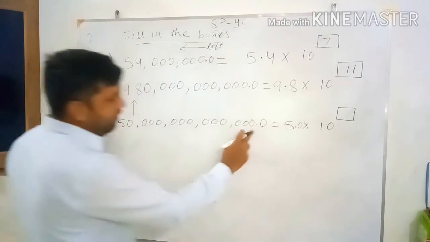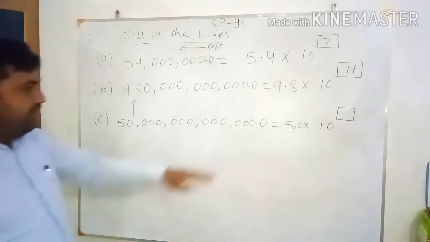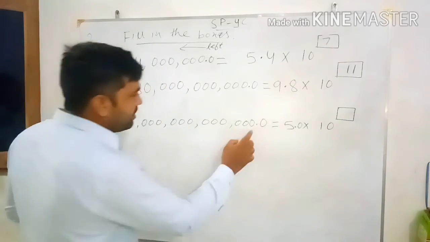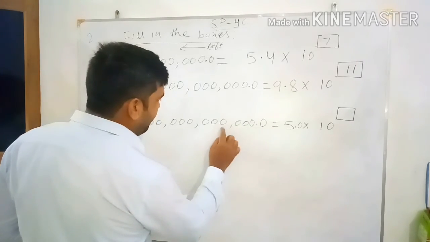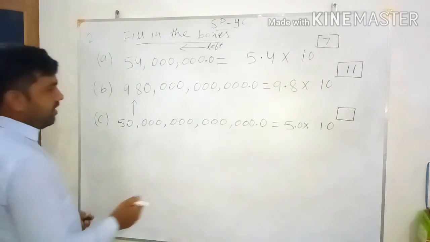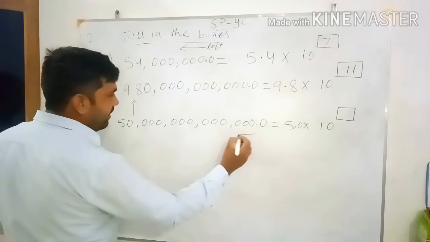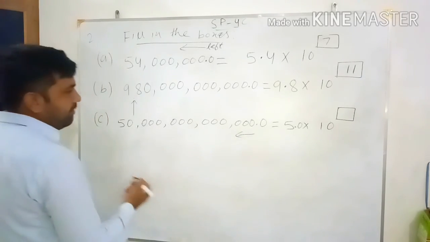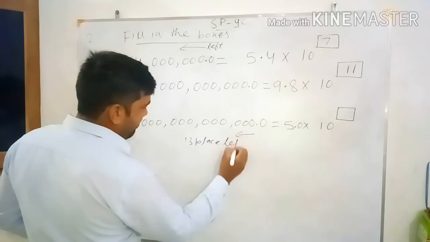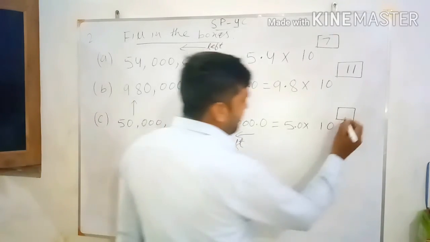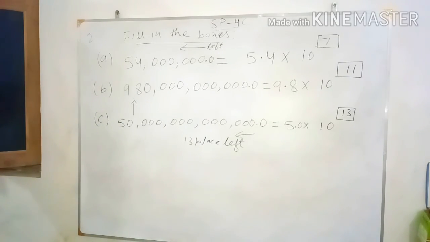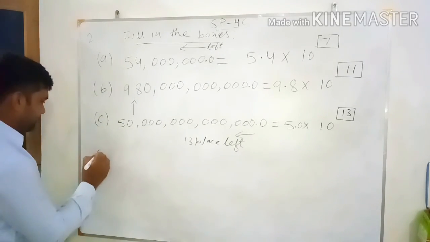Now shift this decimal. How many places? We will shift this decimal to the left and bring it after 5. See how many places I have to shift left? 1, 2, 3, 4, 5, 6, 7, 8, 9, 10, 11, 12, 13. So 13 places left I have to shift this decimal. So the power over 10 will be 13. So 5.0 into 10 to the power 13.